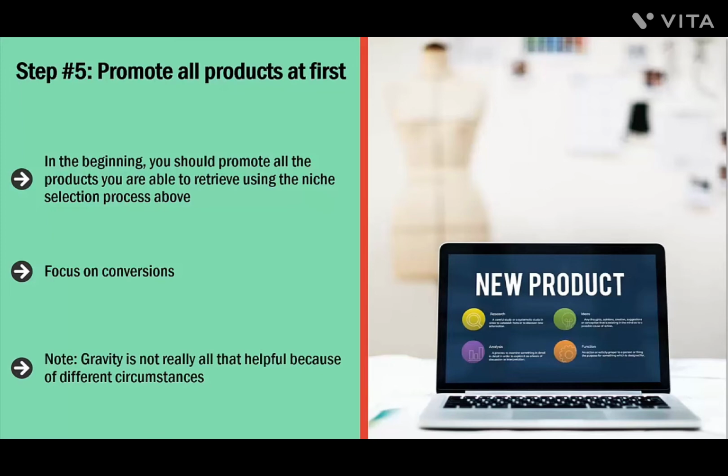Note, gravity is not really all that helpful because of different circumstances. I've already mentioned earlier on in this training why you shouldn't just select products based on gravity. Instead, get as many products that are directly related to your niche as possible and promote all those products. You're going to then filter them based on how successful they are.